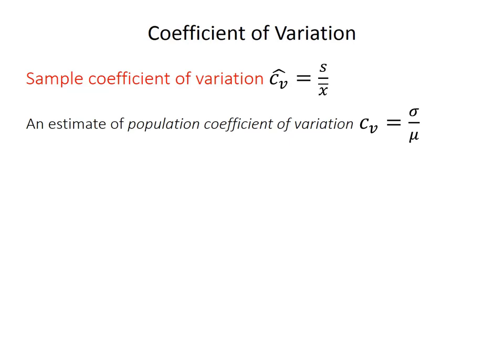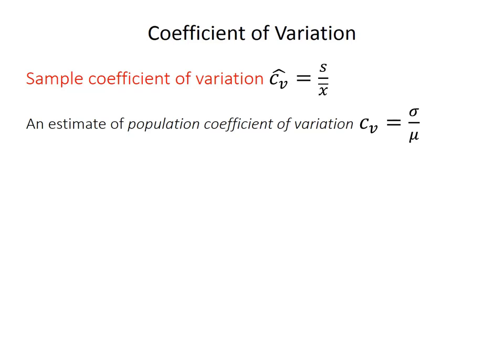So if you want to compare variability in things that are on very different scales, you use something else. This can be done by calculating something called the coefficient of variation, or CV, which is just the standard deviation S divided by the mean, or X bar. And these are the sample parameters. Remember, we're always using the sample parameters to estimate the population parameters. So this sample coefficient of variation is just the estimate of the population one.